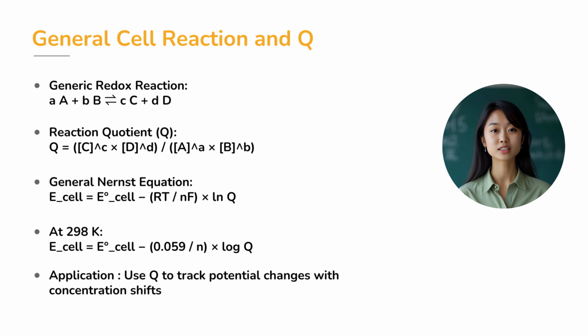The Nernst equation for this redox cell tells us the cell potential equals the standard cell potential minus the gas constant times temperature divided by the number of electrons multiplied by Faraday's constant, all multiplied by the natural logarithm of Q. At room temperature, this simplifies to the cell potential equals the standard cell potential minus 0.059 divided by n times the logarithm of Q. This equation helps us understand how cell potential shifts as the reaction progresses.